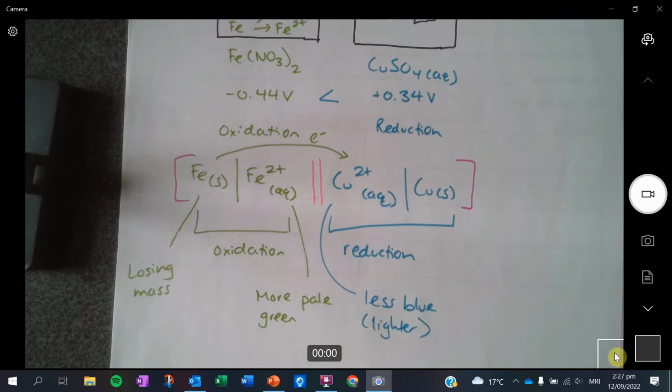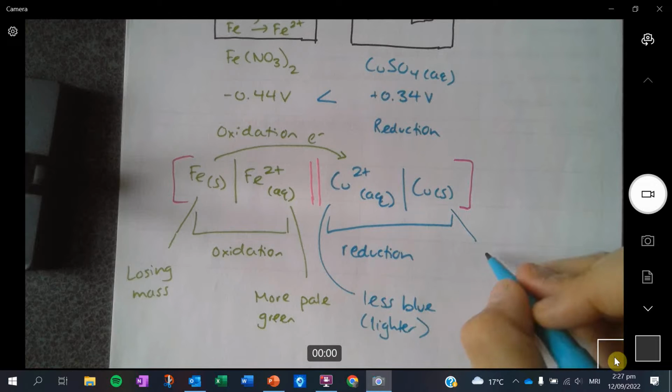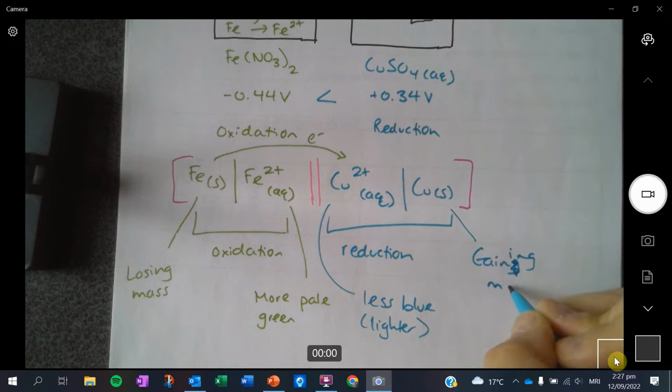And that's because that copper ion is getting reduced to the copper metal. What do we expect with the copper electrode? More mass or less mass? More mass. So gaining mass.